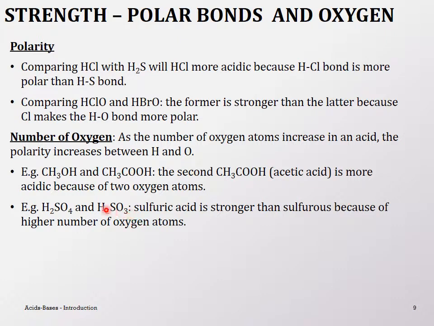And again, it's the same philosophy if you're using sulfuric acid and sulfurous acid. Sulfurous acid will be weaker because it has only 3 oxygens, whereas sulfuric acid is stronger because it has 4 oxygens, creating more polarity. So it's easier for these hydrogens to go away.